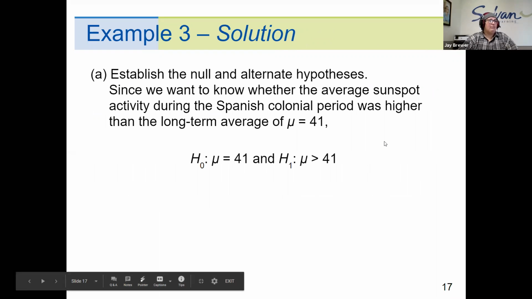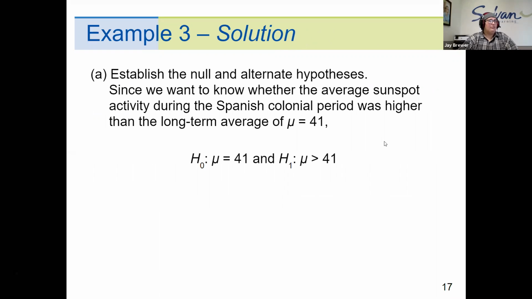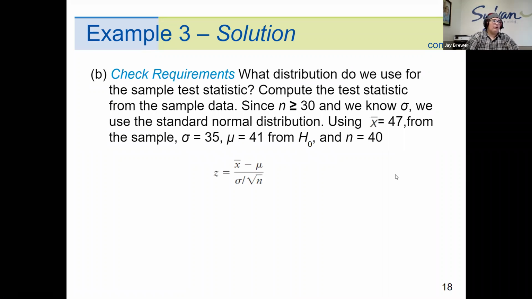Example 3: establish the null and alternate hypothesis, since we want to know whether the average sunspot activity during the Spanish colonial period was higher than the long-term average of 41. So here again, we are using 41. We didn't make it up. We didn't pull it from the data. That's where we got it from, and we're good.